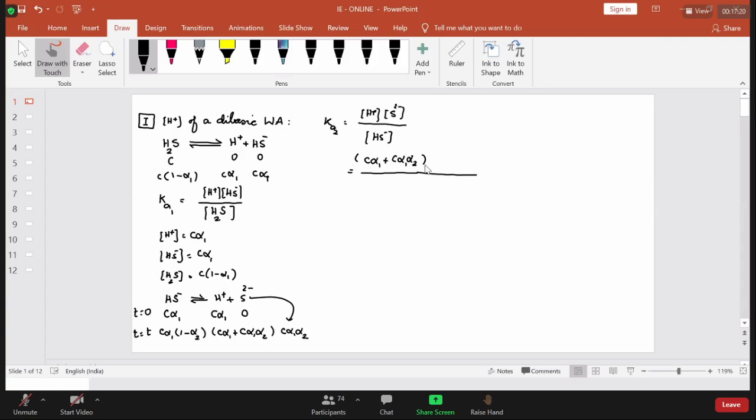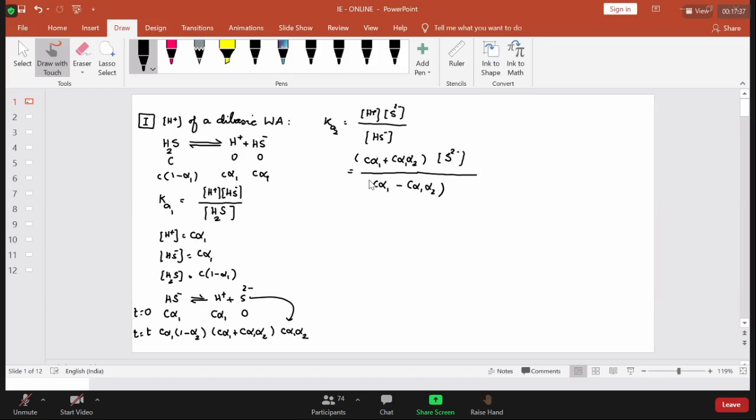Into concentration of sulfide ion. Suppose I want to enjoy a new game. I want to calculate the H plus and sulfide ion concentration. Okay. And then what is left out? Left out is C alpha 1 minus C alpha 1 alpha 2.